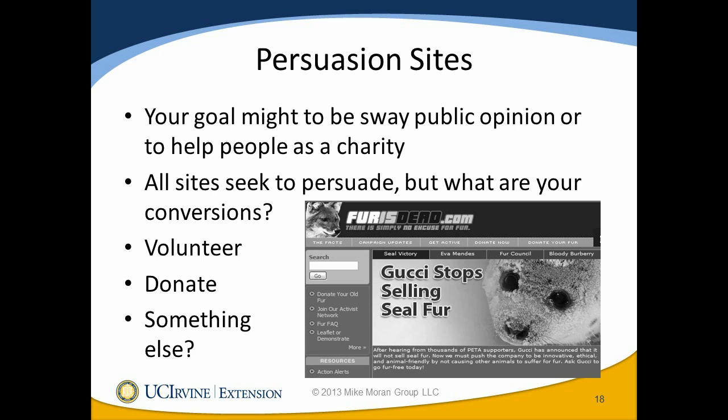And these are all the things that you can do on a site that's designated for this kind of business goal. So how do you persuade people? How do you sway public opinion? How do you support your charity? It all goes back to you having calls to action for the things that you're trying to get people to do. So those are what your goals are. So just like a business site might want people to buy, a persuasion site wants them to do something else.